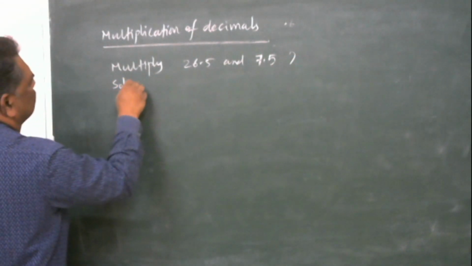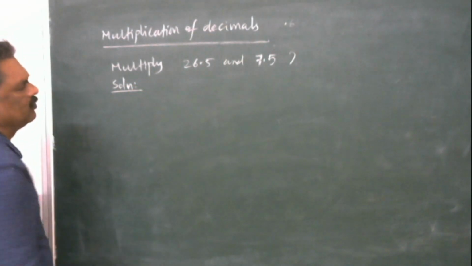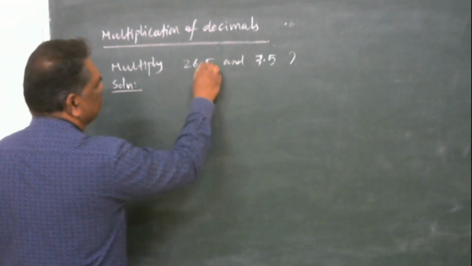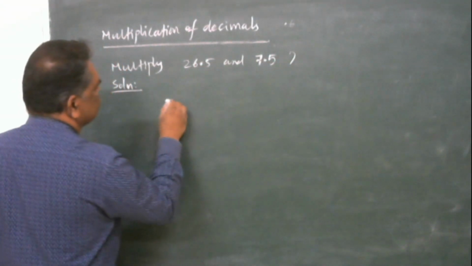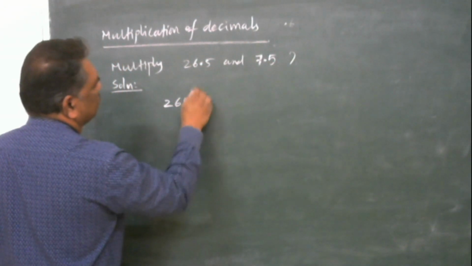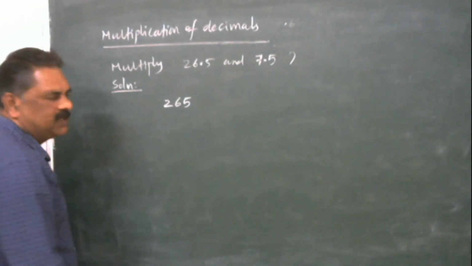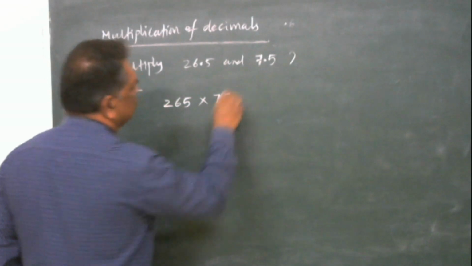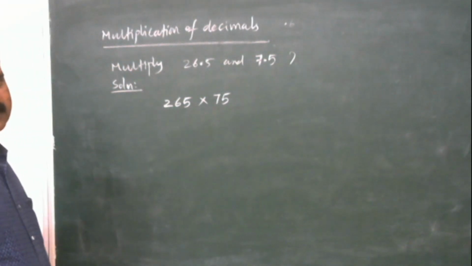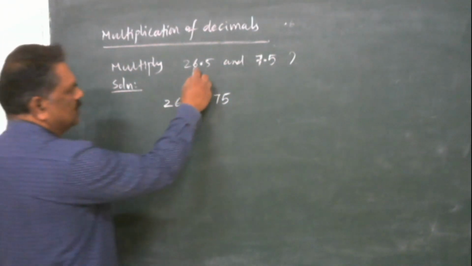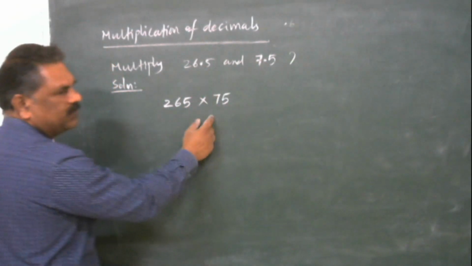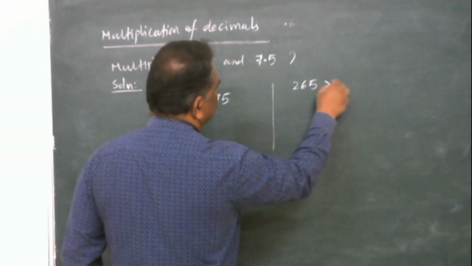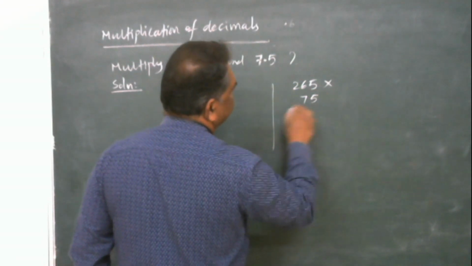So how do you multiply? We need to first take them as whole numbers without a decimal point. So this number is 265. Don't take the decimal point, remove it. Multiply with 7.5, that is, multiply with 75. Take them as whole numbers, just removing the decimal point, and multiply them. How do you multiply 265 by 75?